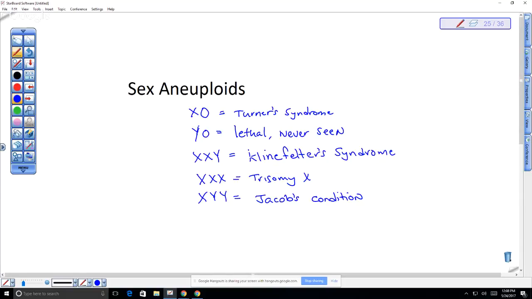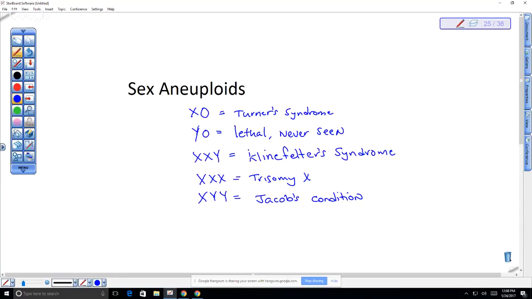Now, having said that, one of the things that it does tend to cause is males to become bigger and larger. And so they might have like large hands and large feet, and they might be taller. And so that is also going to maybe affect the way that they act as they age. Okay, so that's another example of a sex aneuploid. But you wouldn't probably know it. You wouldn't know it if you were XYY, right?